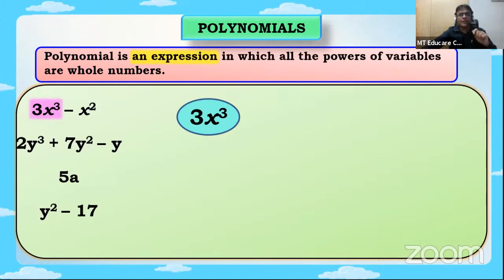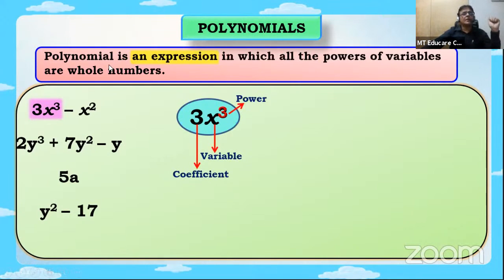Now this term is divided into three. First, the 3 before this variable x is called the coefficient. This x, the alphabet, the letter, is called your variable, and the x raised to 3 is called the power or an index. So a term is divided into three parts.